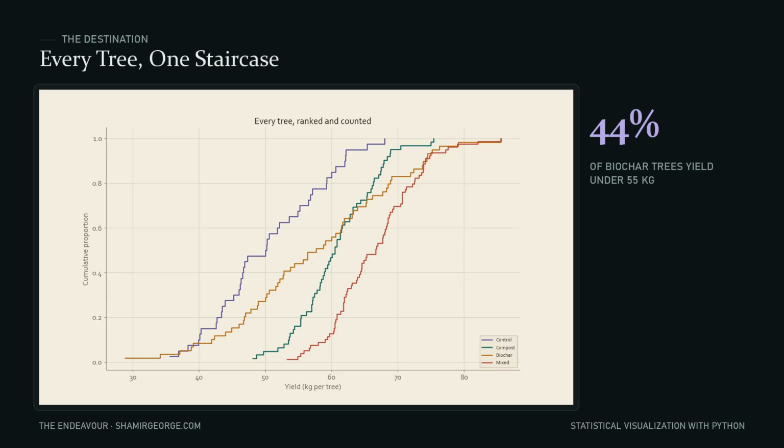240 trees, sorted and stacked into one honest staircase per treatment. No bins, no smoothing, no argument about bar width. Each step is one real tree. The height is the fraction of the orchard at or below that yield. Watch biochar closely. It climbs early and gently because 44% of its trees sit under 55 kilograms. A tail no bar chart would have shown you.